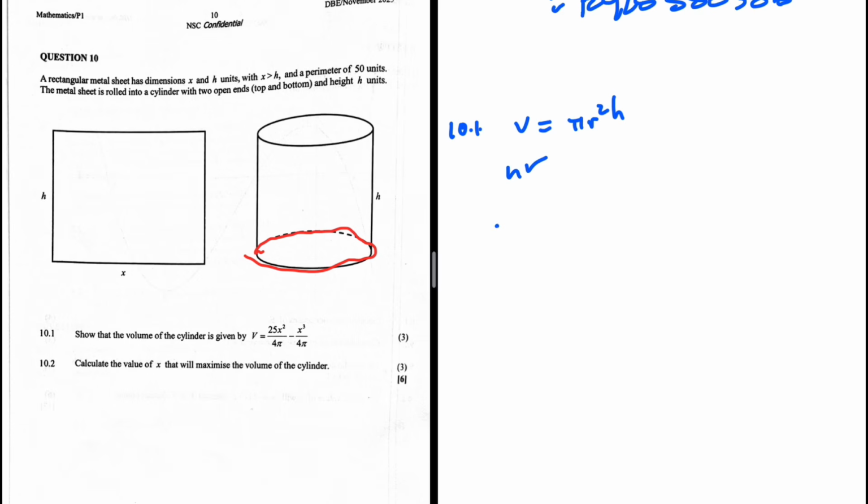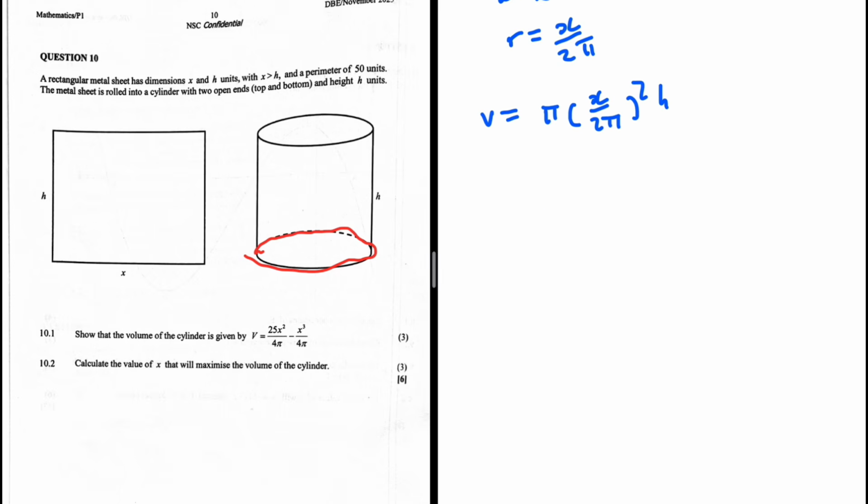So we can say that x is equals to 2 pi r, because we know fully well that the circumference is given by 2 pi r. So we need to make r the subject of the formula here, which will be x divided by 2 pi, because we want to calculate the volume. So V will be equals to pi. In place of r, we substitute x divided by 2 pi, squared, multiplied by h.